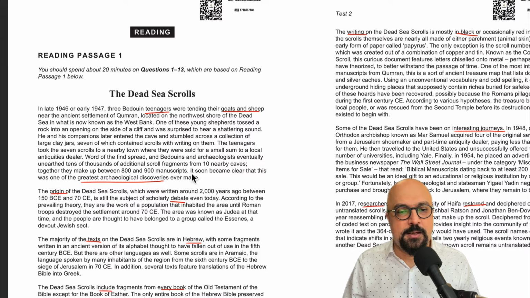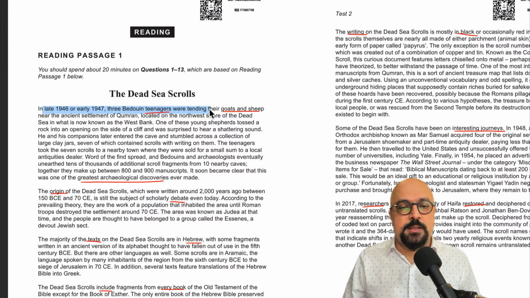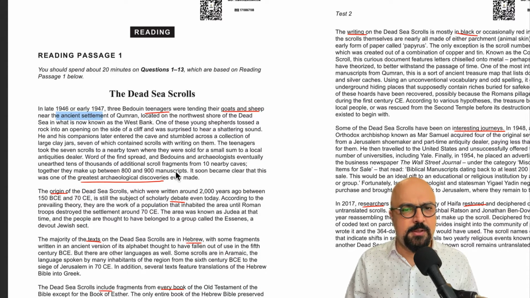Like in this case, the title says the Dead Sea Scrolls. Doesn't make any sense to me. So what should I do? Well, I can read the first sentence, like in late 1946 or early 1947, 3 teenagers were tending their goats and sheep near the... Okay, so it's a story of teenagers and goats. They were doing something, and what happened?